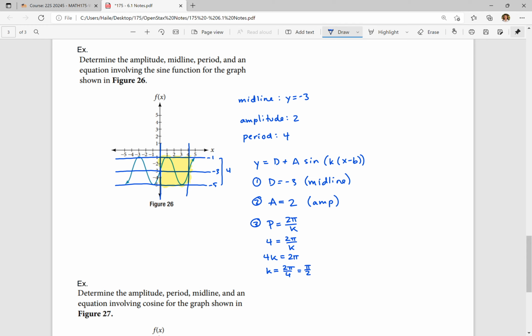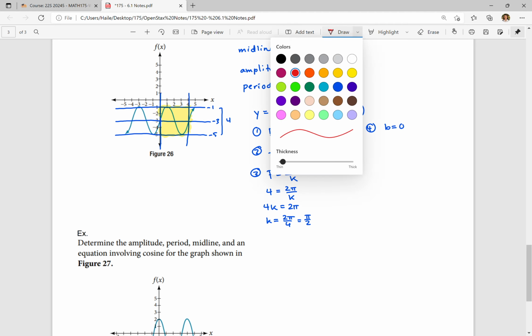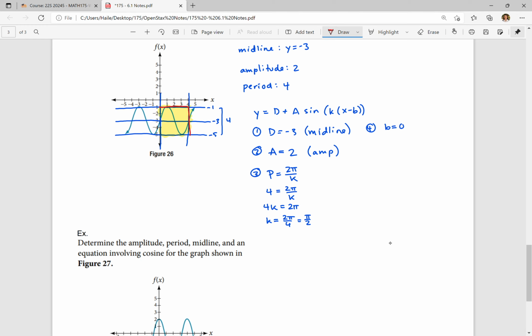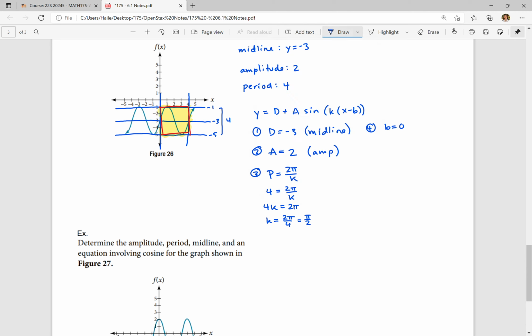And then finally, I need to consider the letter B. So fourth, B is just going to be 0. If I look at where I've drawn this box, maybe I'll switch colors. If we look at this red box, I'm starting at 0 and I'm ending at the length of the period. So I don't have any horizontal shift on this graph. I'm just going to make a note of that so you can go back and reference. So no phase shift.